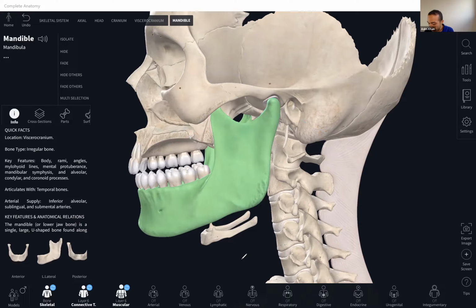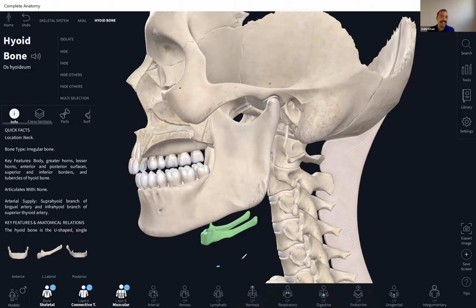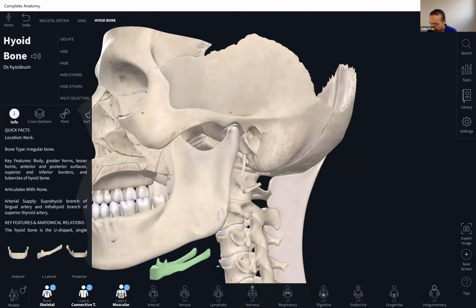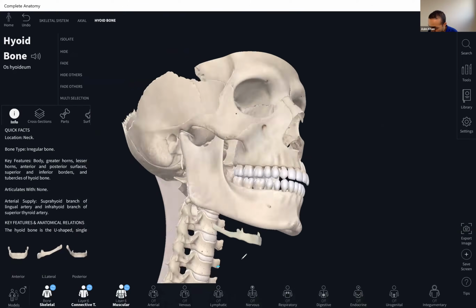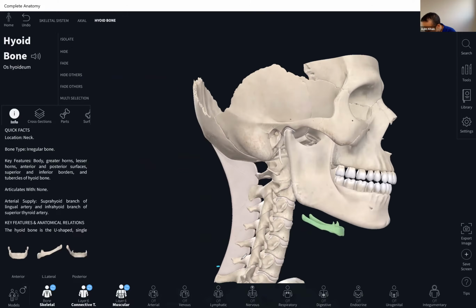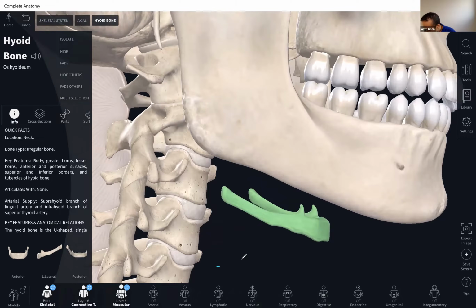You can see the hyoid down here. It looks like it's floating. It's actually attached by ligaments. But your hyoid is located right there. This most anterior portion is called the body. These parts that poke up on either side, those are lesser horns. And then the bigger ones that extend back, those are greater horns.